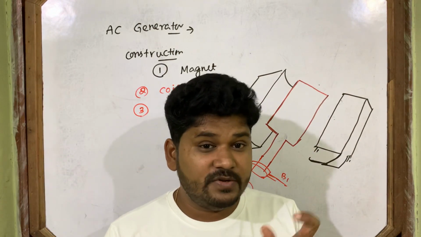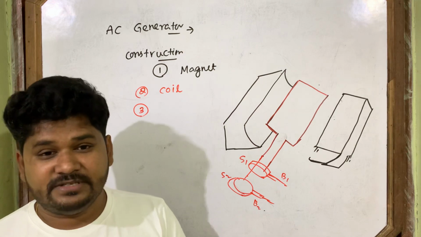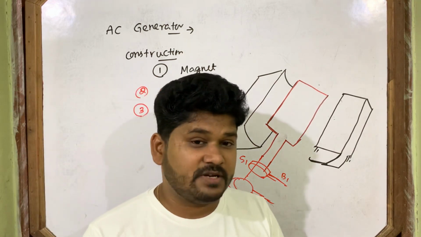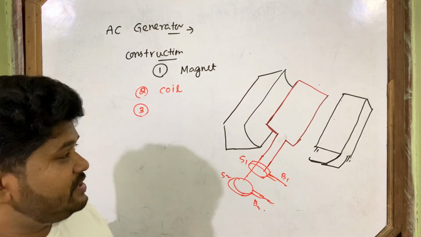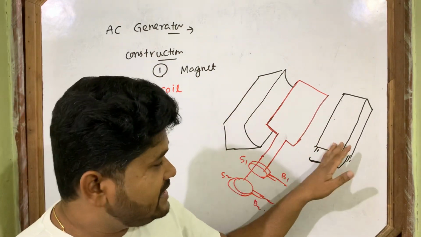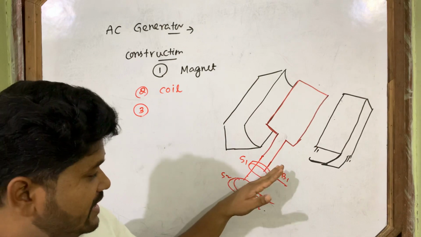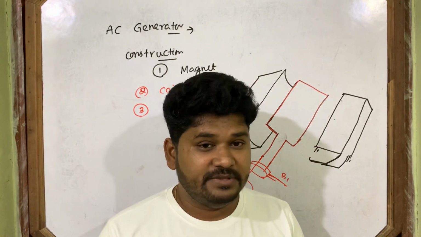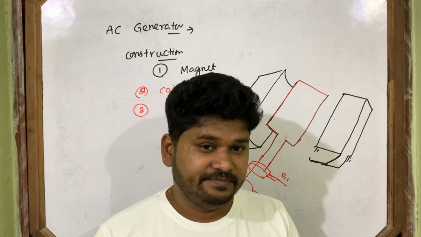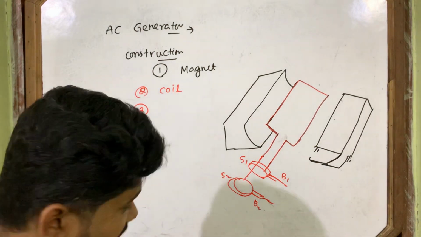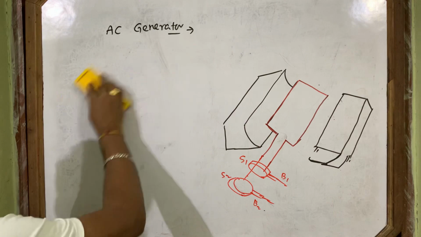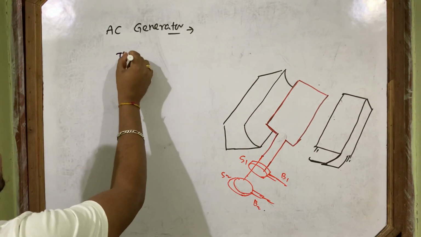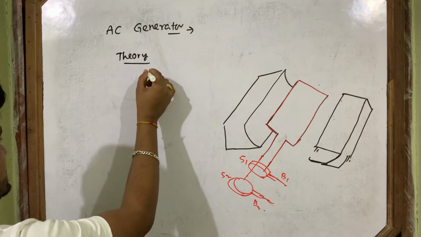In the exam, this always comes as a 5 marks derivation. A very, very important question: AC generator. It always comes as a 5 marks derivation. So these are the different parts: magnet, armature coil, carbon brush, and slip ring. These are the different parts of this AC generator. Now let's come to the theory part. How much EMF is induced? Let's see.